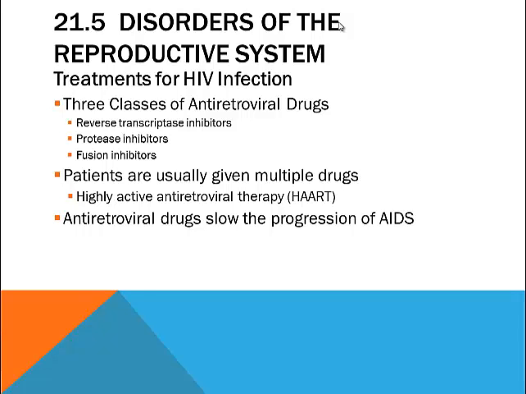There is a 4th type of antiretroviral drugs in clinical trials. These are integrase inhibitors, which inhibit the insertion of viral DNA into the host's DNA. Patients are usually given multiple drugs, known as highly active antiretroviral therapy, or HAART. HAART is a cocktail of 3 to 4 antiretroviral drugs.